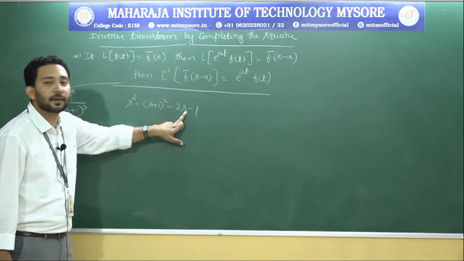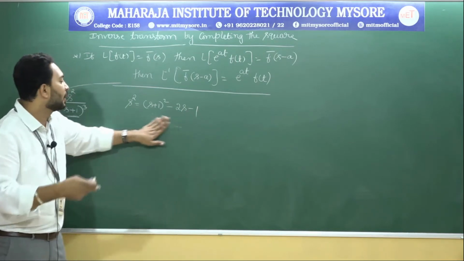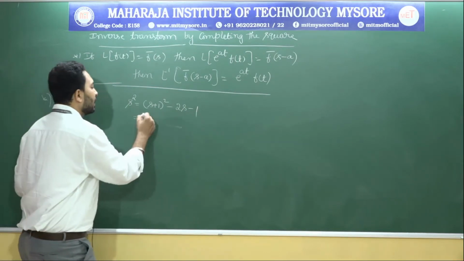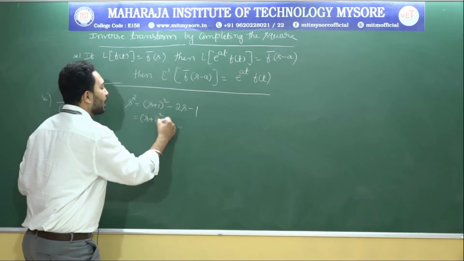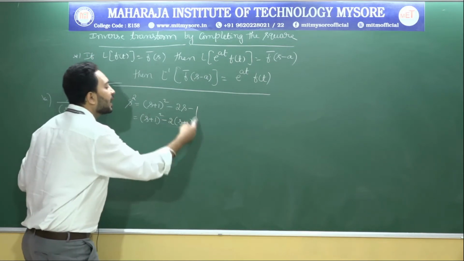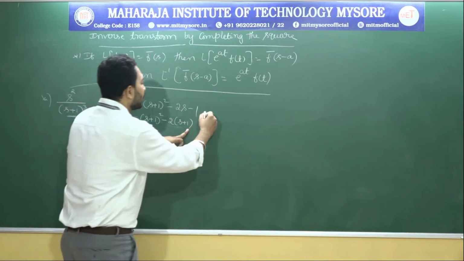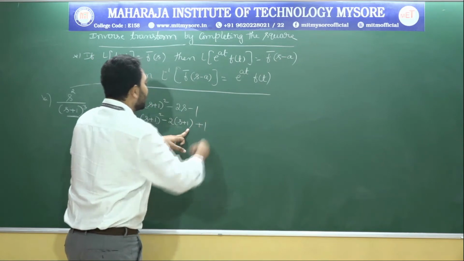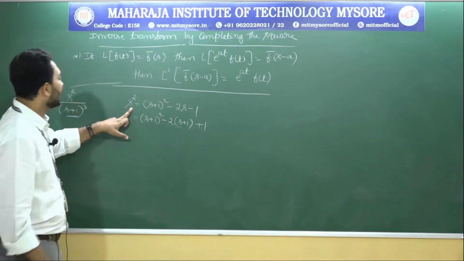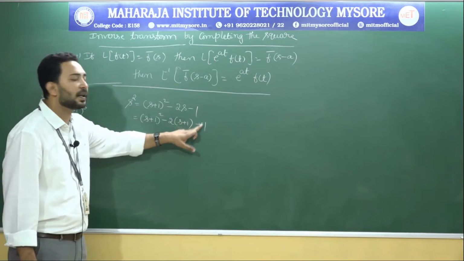But here we have s. Again we need to change this s in the form of s plus 1. Make this s as s plus 1. It is (s plus 1) whole square minus 2 into (s plus 1), so minus 2s minus 2. Now minus 2s extra, so again plus 2 means it is 1. So now I can write s square as (s plus 1) whole square minus 2 into (s plus 1) plus 1.